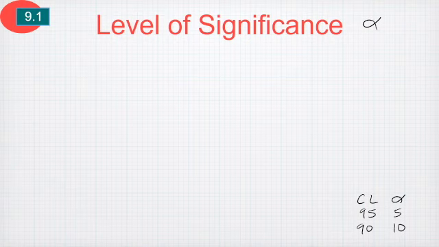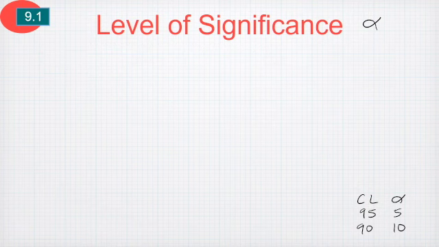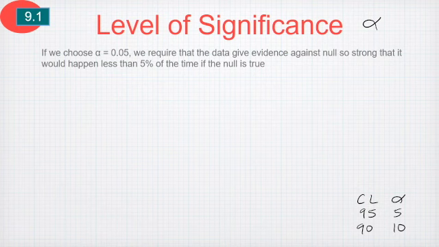So essentially, if you choose an alpha of 0.05, so that's 5%, that would be a confidence level of 95%, just to say it in a bunch of different ways. We require that the data give evidence against the null so strong that it would happen less than 5% of the time if the null was true.